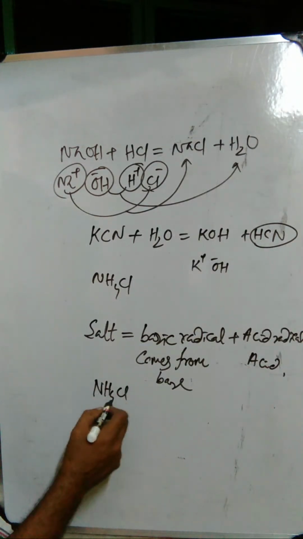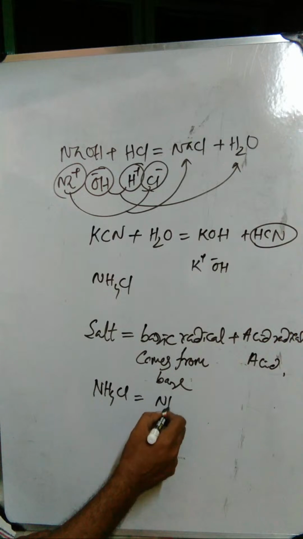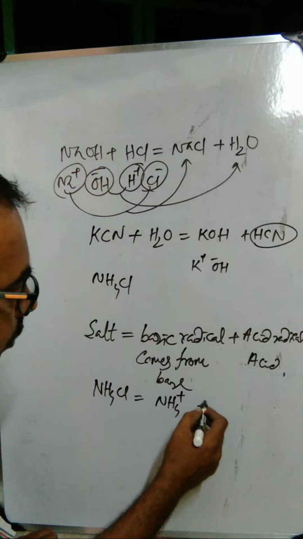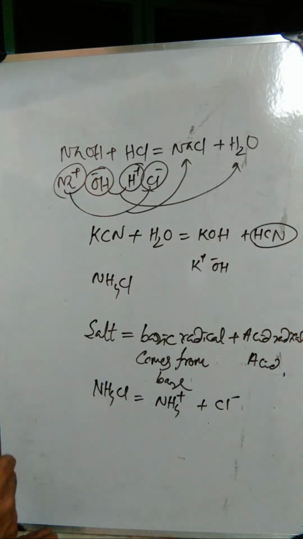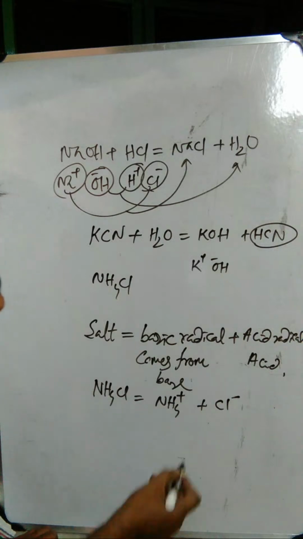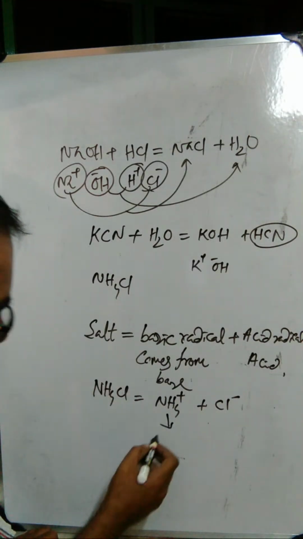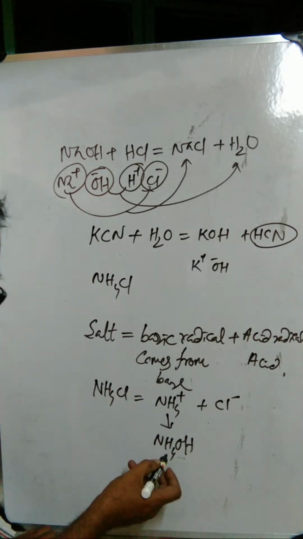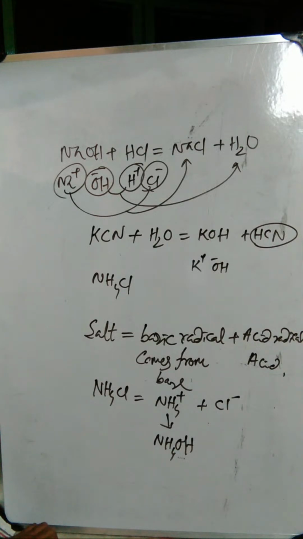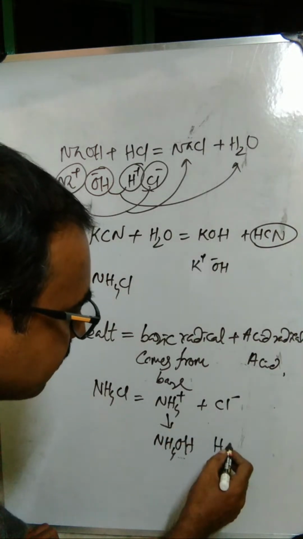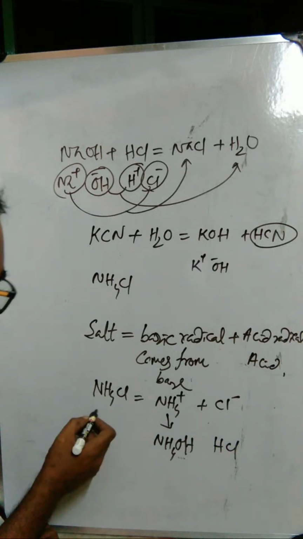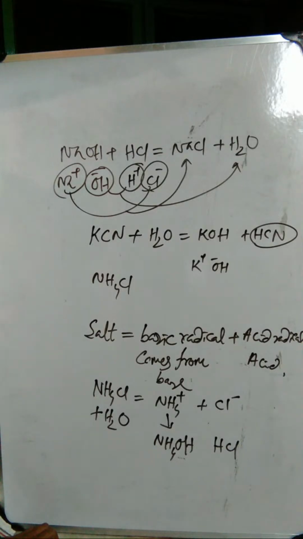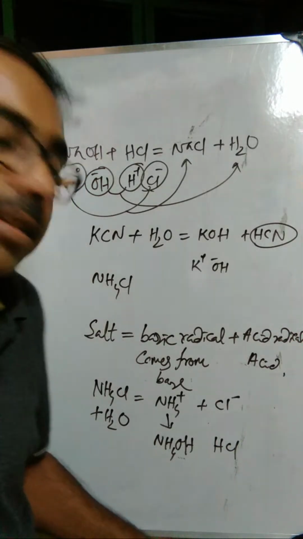So if the salt is NH4Cl, NH4Cl has two parts. One is NH4 plus, which we call the basic radical, and a Cl minus ion part, which we call the acid radical. Now the basic radical comes from a base, so what will be the base? NH4OH is the base from which the NH4 plus ion comes, and the Cl minus ion comes from HCl. So when NH4Cl is dissolved in water, it will form NH4OH, ammonium hydroxide, and HCl.